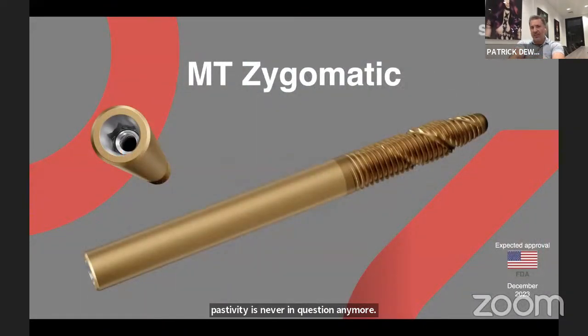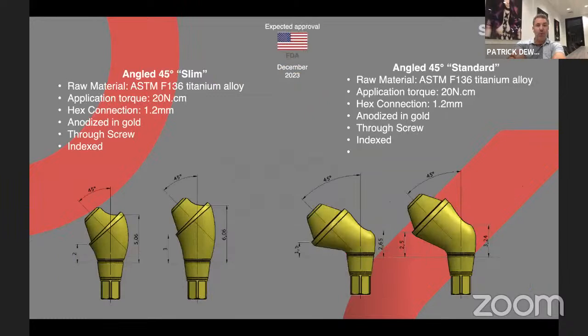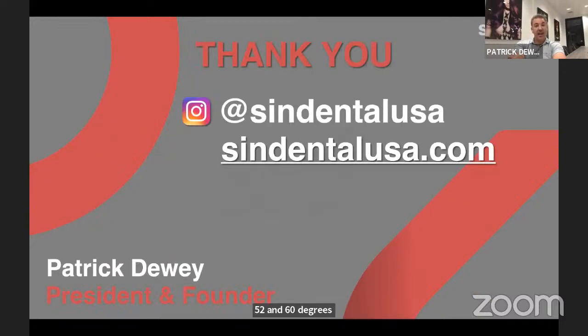Something else that we're releasing that's very unique as well is our new Zygomatic product that's coming in this year, forecasted to be. It is very important when we look at these full mouth restorations that you do have proper multi-units. Now, we have some multi-units coming out as well that are 45, 52, and 60 degrees. And that's kind of summed up the case.